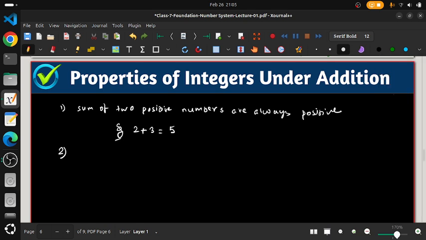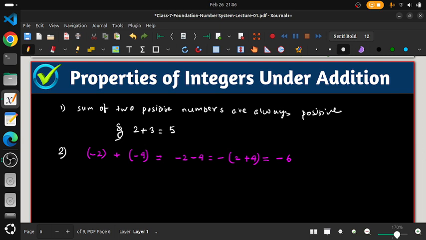I will give you an example. Minus 2 is a negative number, and I'm adding minus 4 to it. So we get minus 2 minus 4. We can take the minus common, so we get 2 plus 4, which is 6. So the answer is minus 6.